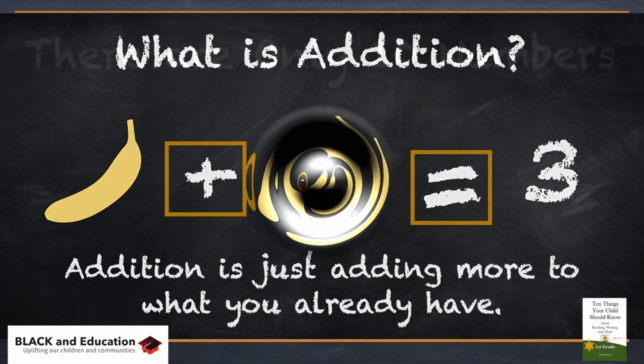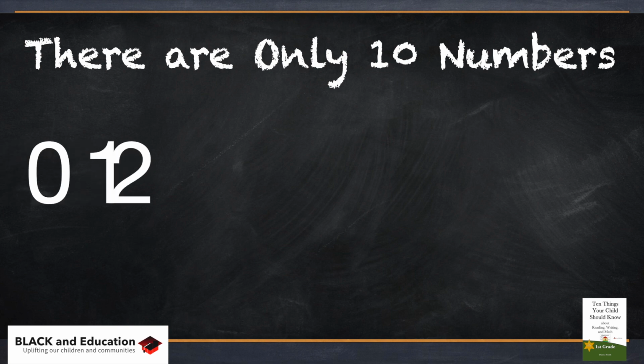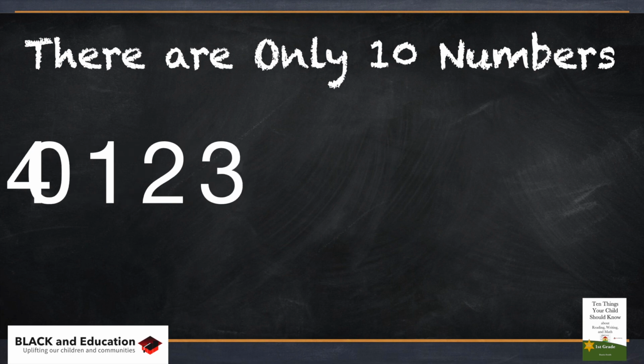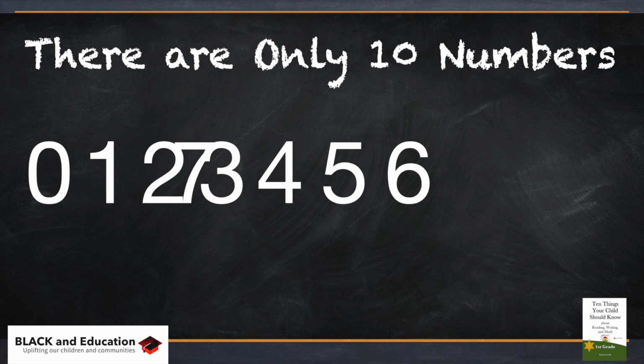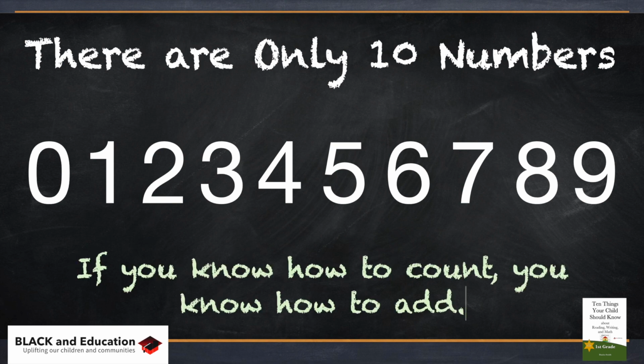So when you think about that, let's talk about that. It's really important to understand we really have just 10 numbers that are the basis of our whole numerical system. Our whole system is based off of 10 numbers. And there's 0, 1, 2, 3, 4, 5, 6, 7, 8, and 9. So those are the basic numbers in our numerical system. And if you know how to count, then you're going to know how to add too, because it's all based off of that.